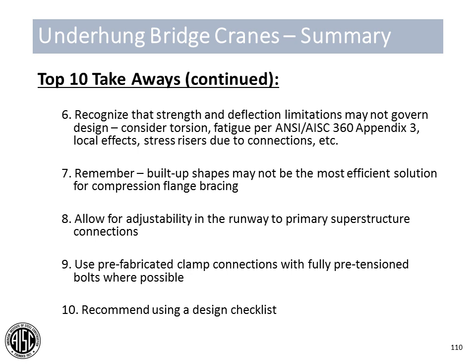Allow for adjustability in the runway to the primary superstructure connections to allow for construction tolerances of both the runway and the superstructure itself. Use prefabricated clamp connections with fully pre-tensioned bolts where possible. This helps with installation tolerances as well as limiting stress concentration. And due to the number of checks and the detail with which these designs need to be done, it would be recommended to develop a design checklist to make sure as you repeat these designs, you don't miss some of the critical factors that will impact your design.